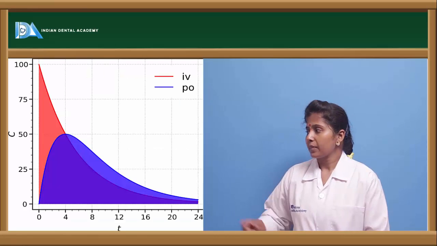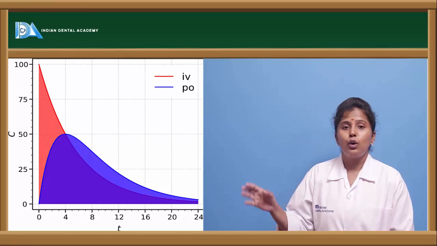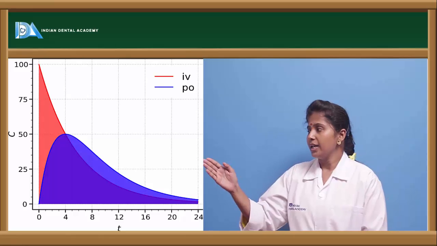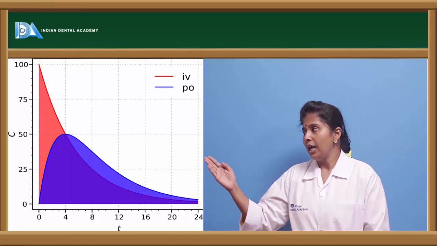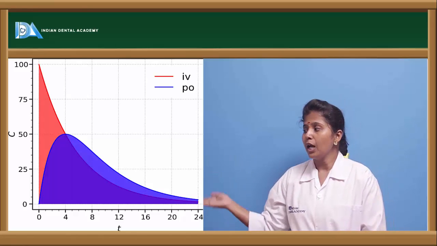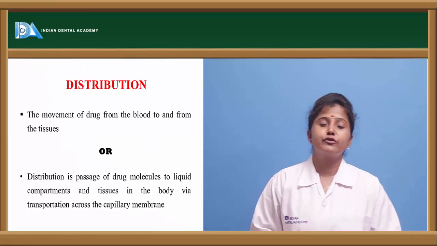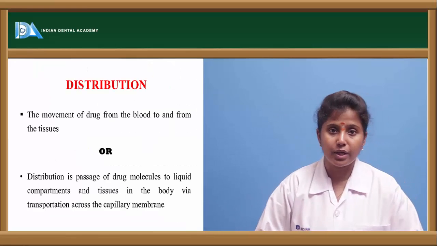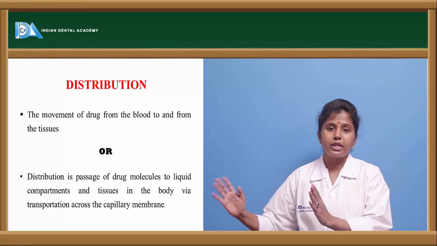1. You see, this is the graph where the bioavailability is plotted. The red coloration indicates the IV route, which has higher bioavailability, and that is the oral route, which has low bioavailability. Now let us see the distribution, how the drug is getting distributed. Here, it is the movement of drug from blood to various tissues.